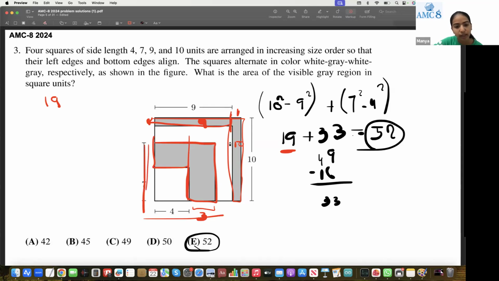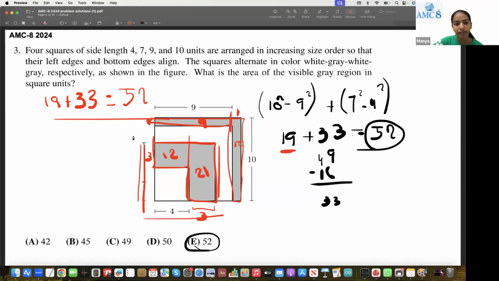Since we know that this side length is 7, that means that this side length should be 7 as well. So this one's 3 times 7, which is equal to 21. Well, this one, on the other hand, should be equal to 4 times 3, since this side length over here is also equal to 3. 4 times 3 is equal to 12. So this shaded region over here should be equal to 12 plus 21, which is equal to 33. So once again, we got 19 plus 33, which is equal to 52. And that's the same exact thing that we got over here as well.